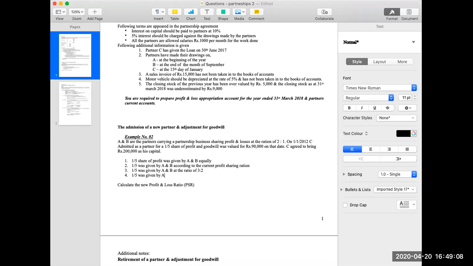Original profit share is 2:1, which means A is taking 2 out of 3, B is taking 1 out of 3. So what is the amount, what is the profit share A is getting? 2 out of 3 minus 3 out of 25, which we have calculated. For B, it will be 1 out of 3 minus 2 out of 25. Then you will get the new profit sharing ratio as 41:19:15.